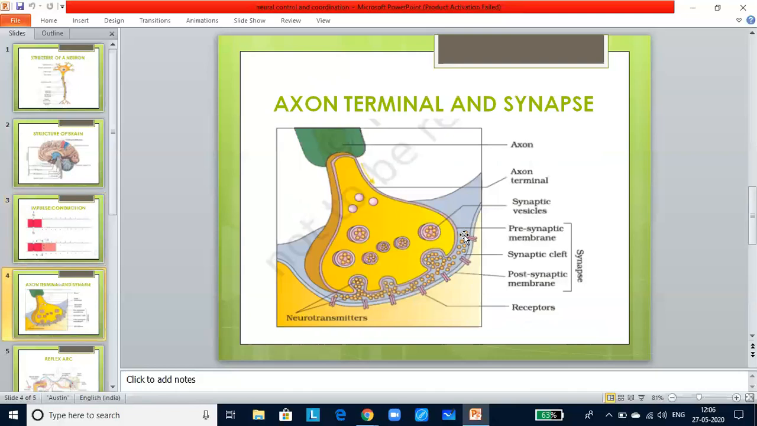A nerve impulse flows from one neuron to another through a synapse. A synapse is formed by the membranes of a presynaptic neuron and a postsynaptic neuron, which may or may not be separated by a gap called synaptic cleft. Now there are two types of synapses. One is electrical synapse, the other is chemical synapse.